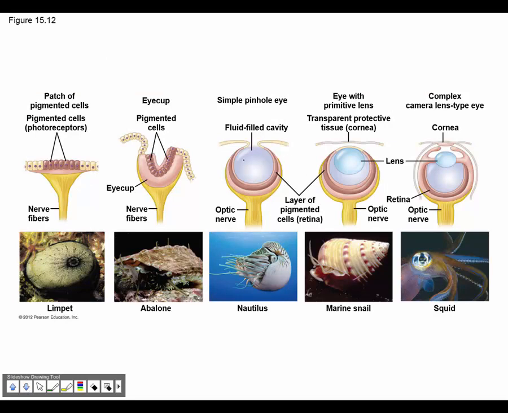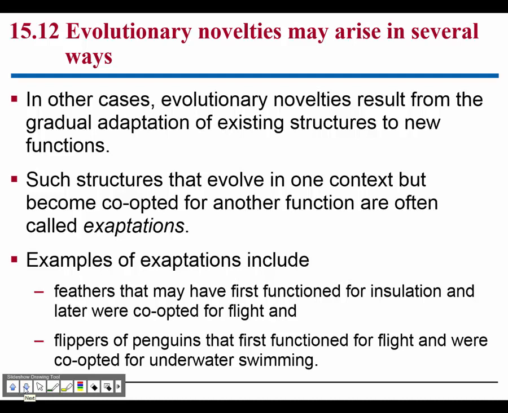So here are those transitional stages of a complex eye. Just a patch of cells, and then you get a little cup, and then an optic nerve and fluid-filled cavity, and then we start getting a lens, and then we get this complex eye that's very, very sensitive. In fact, if you go look at a squid or an octopus, they don't let you use flash photography. So really cool, we see this whole transition of the complexity of the eye evolve.